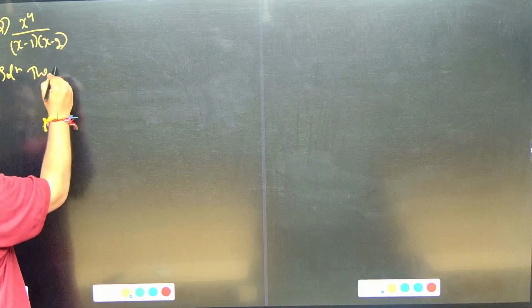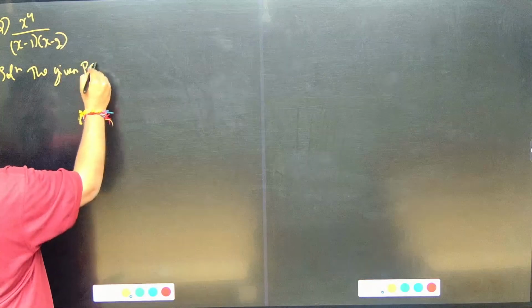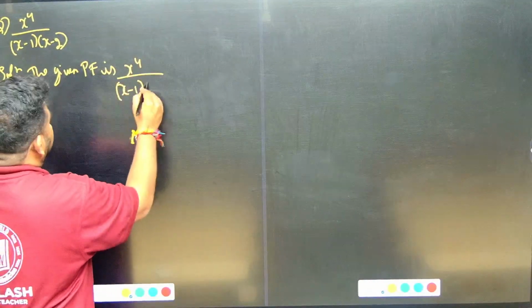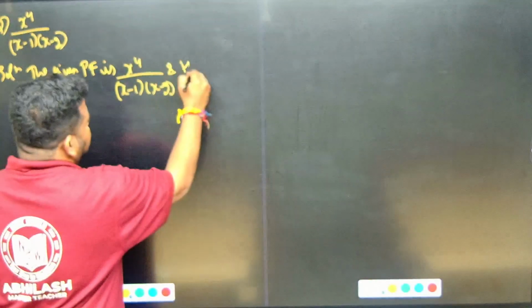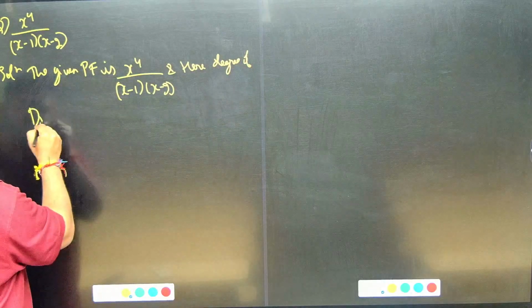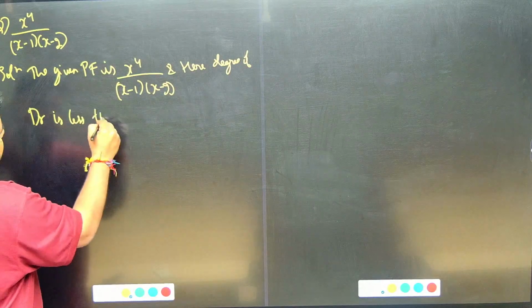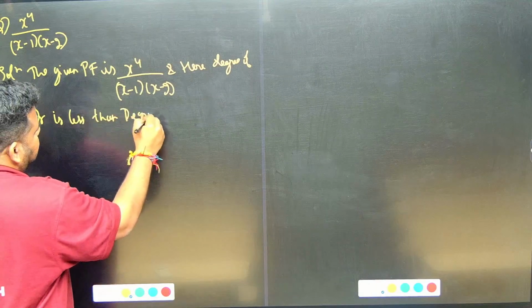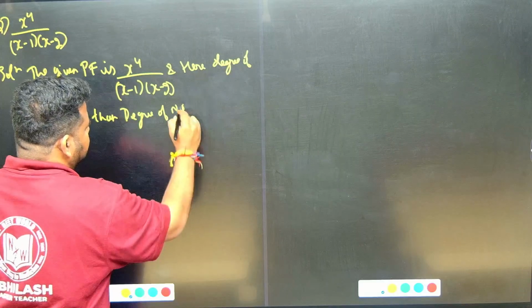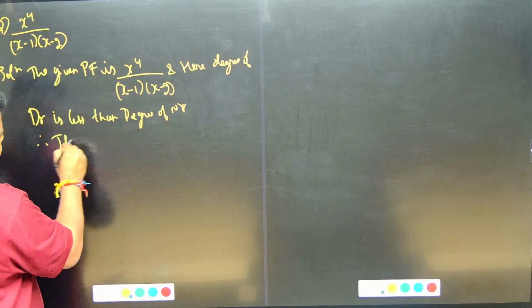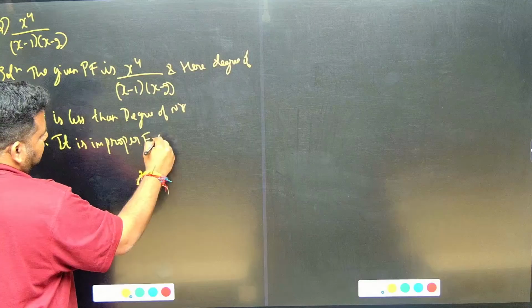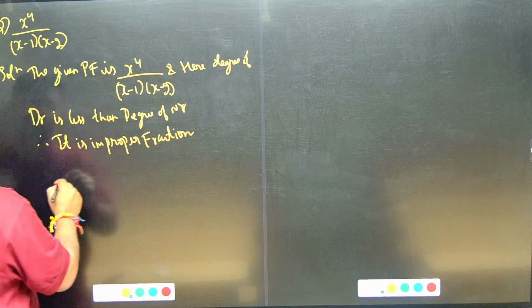The given partial fraction is x power 4 by x minus 1 into x minus 2, and here I can write: degree of denominator is less than degree of numerator. Therefore it is an improper fraction. Now what we should do? We should convert it to a proper fraction.